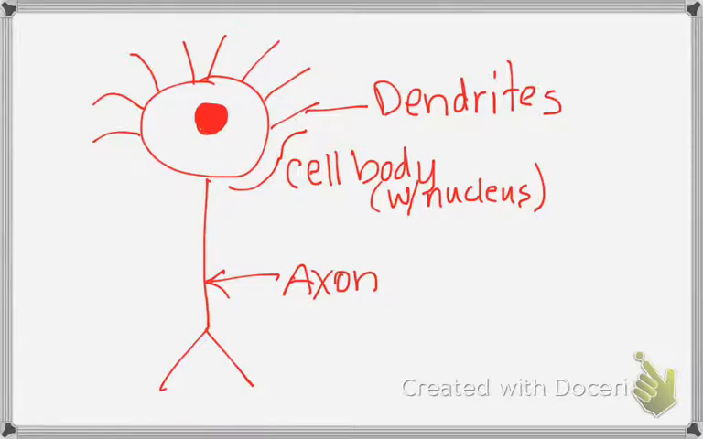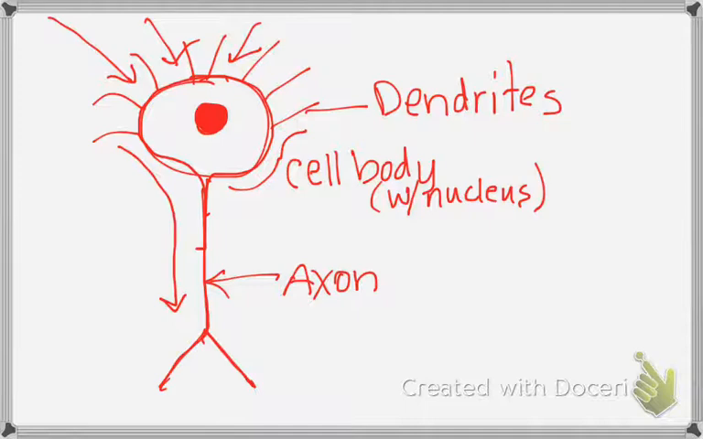And incoming information is going to come in and be received at the dendrites. And then an impulse is transferred along the cell membrane in only one direction, from dendrites down to the cell body to the axon. Now, this is a chemical electrical wave. Nothing actually touches.